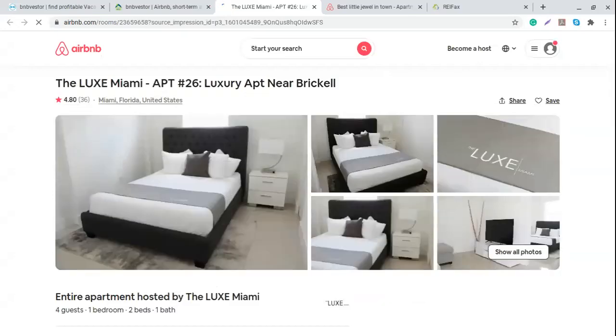If you want to become a host and list your property, you need to go ahead and go to Airbnb, sign up, and become a host right here, okay? Any question, guys? Let me know, please. We are almost finished. No questions, okay?